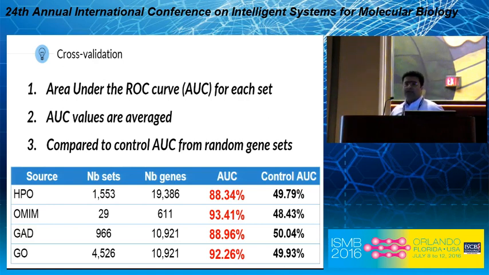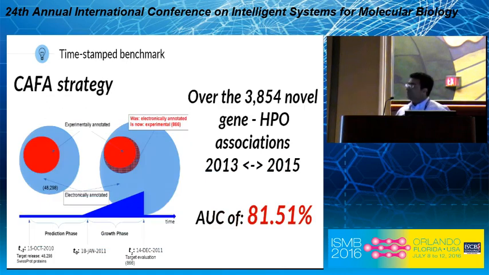Unfortunately, cross-validation has its own weaknesses, so we decided to do one more step for our validation, and we did a time-stamped benchmark. We use the recent CAFA strategy and try to run an analysis based on two data sets, one from the data that we had in 2013, and then compare our results with the data from 2015. And again, you can see the result for the gene HPO association is really good.